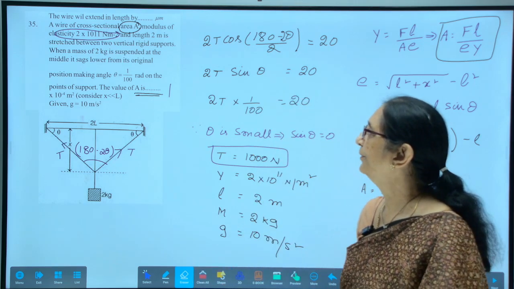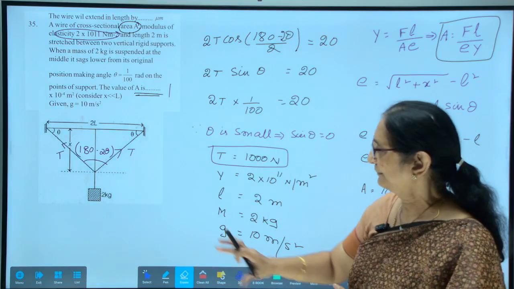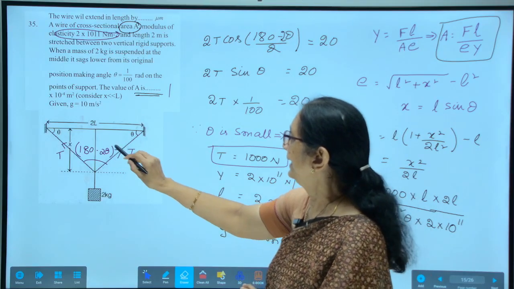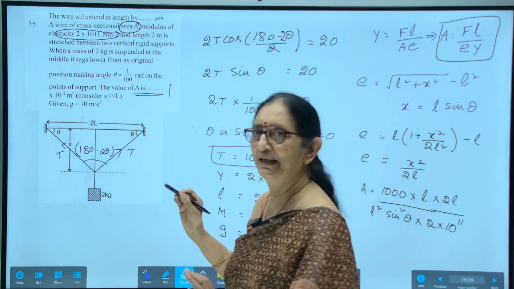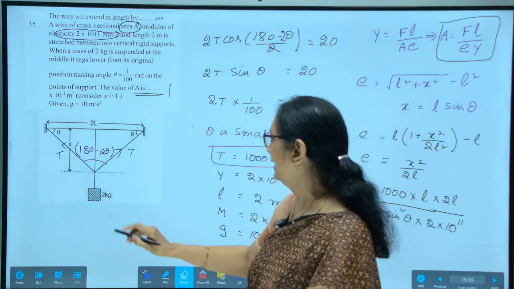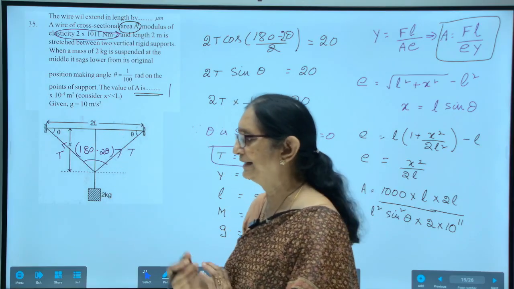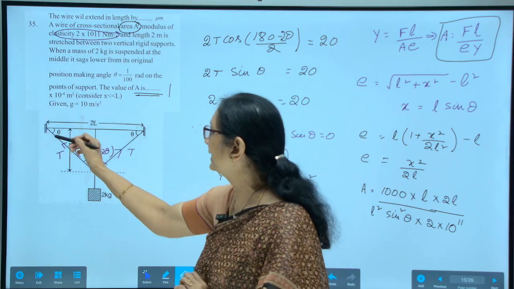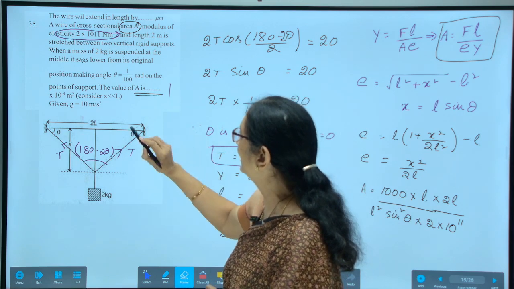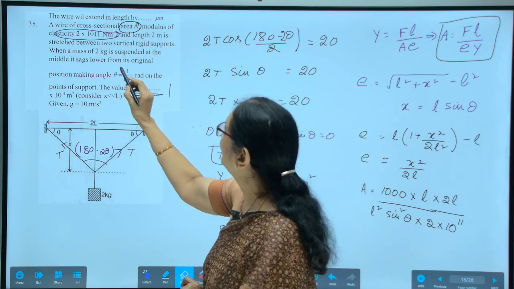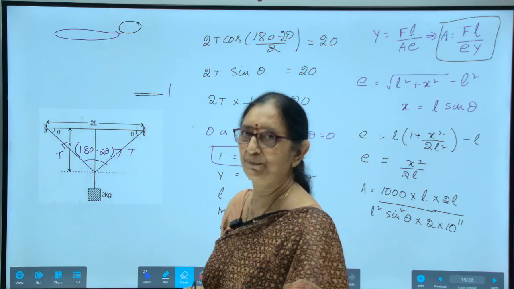Okay. Now look into this question. It's an interesting question, so follow me carefully. Just try to understand that a wire of length 2L is connected between two vertical rigid supports. A load of 2 kg is suspended exactly at the center, then very obviously it gets extended and comes down, making an angle theta with the horizontal. So here theta is also given. You are supposed to find the cross-sectional area of the rope.